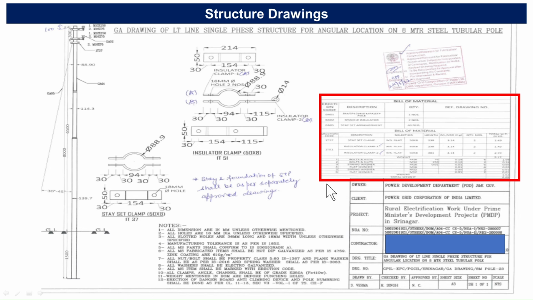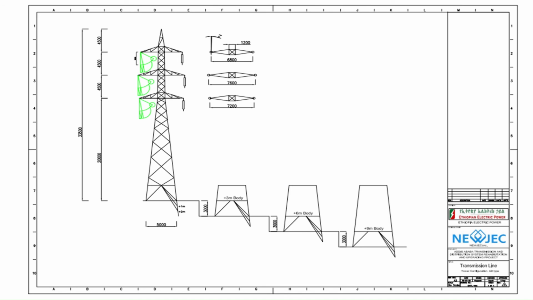This is another structure drawing of a line. This line is a straight line. These are the V cross details. Here the length of the V cross is 7,200 mm. This V cross is 7,600 mm, that is 7.6 meters.